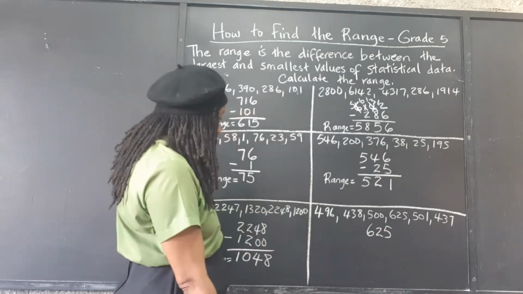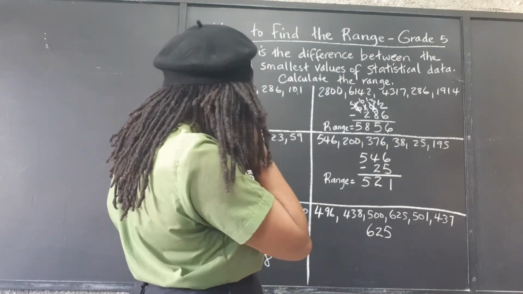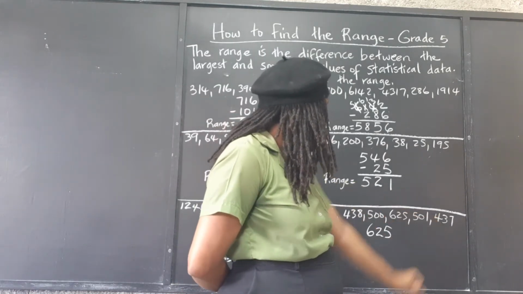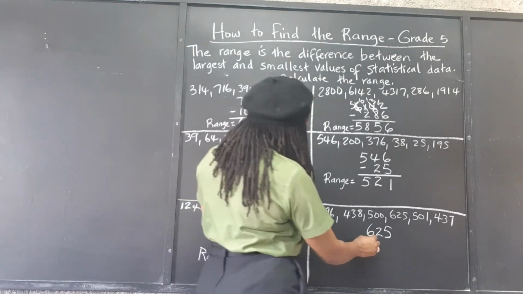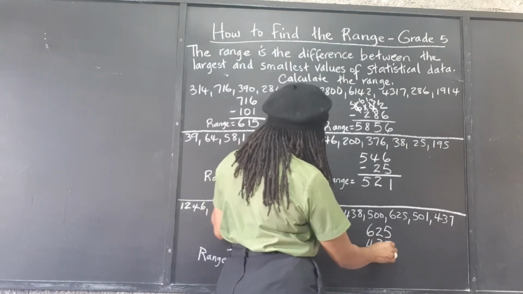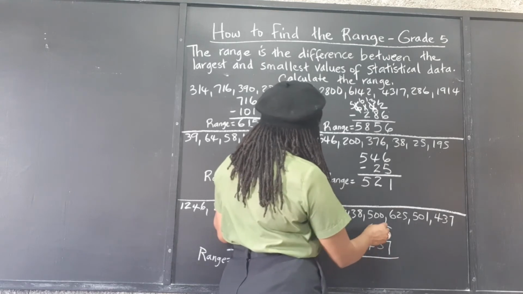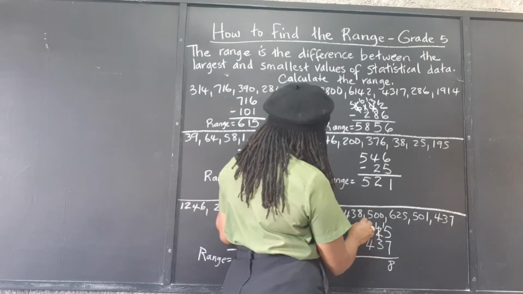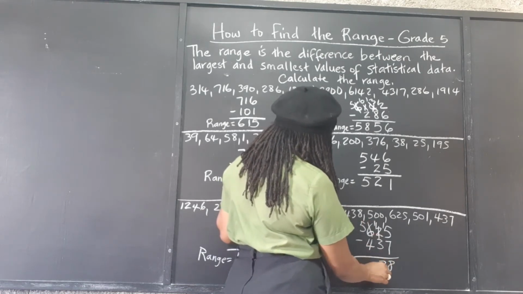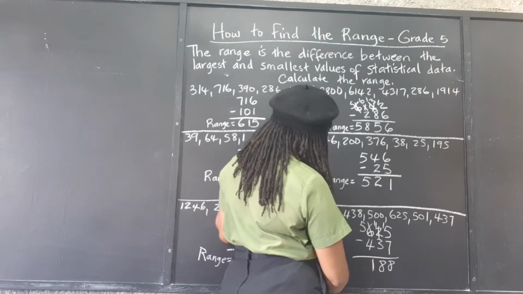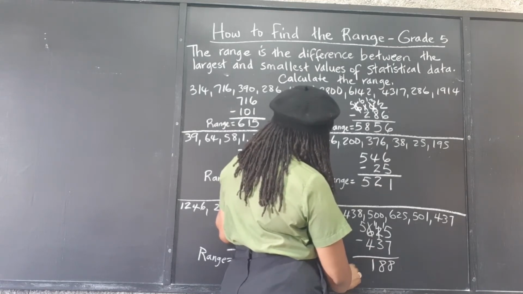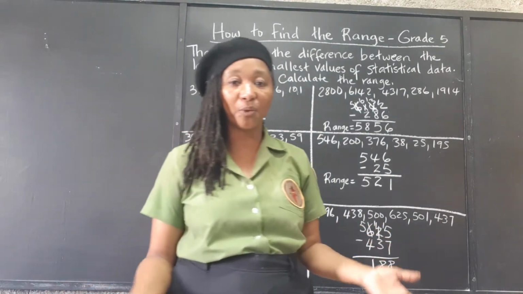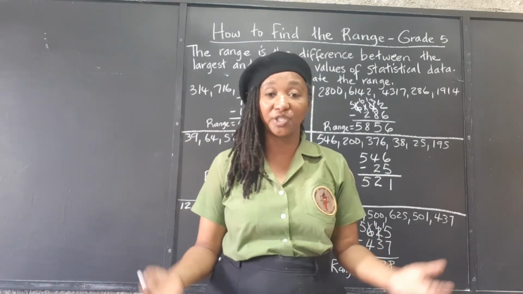Alright, given these values, the biggest one is 625. And the smallest, we have two that are pretty close. We have 438 and 437. 437, of course, is the smaller of those two. So now we subtract. 15 take away 7, that's 8. 11 take away 3, that's also 8. And 5 take away 4, that's 1. So the range is 188. And we're done.